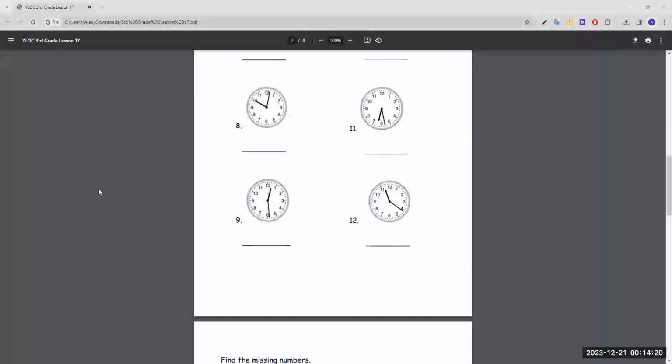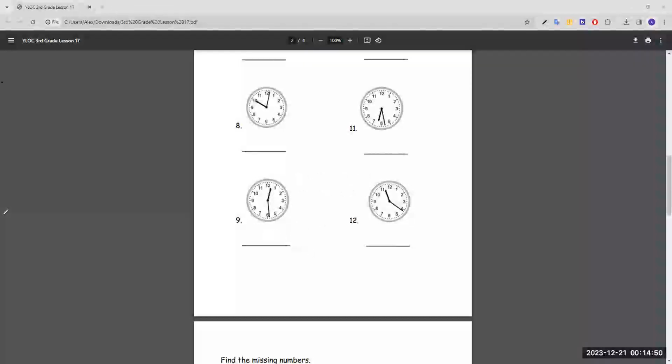Number 9, the shorter arrow is pointing between 12 and 1. And since it hasn't reached 1 o'clock yet, it's still 12. And the longer arrow is between 5 and 6. So first we multiply 5 by 5 to get 25. And since it's pointing to the 4th tick after 5, we would add 4 minutes to get 12:29.